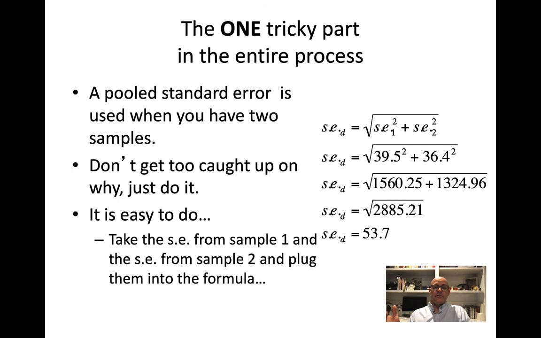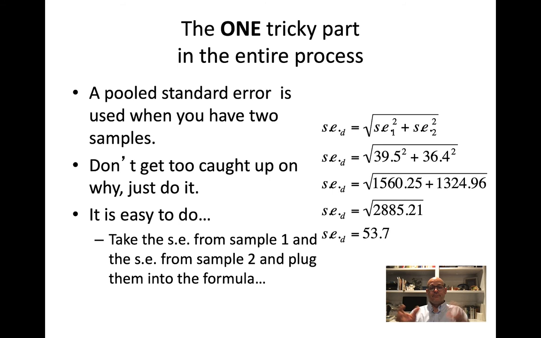Now the reason you have to pool a standard error is because we believe that these two samples are drawn from the same underlying population. And if that's the case, then the variation in the samples should be representative of the population as well. How do we do that? Well, we have the two means, but how do we account for the variation? We pool them together to create a pooled standard error.